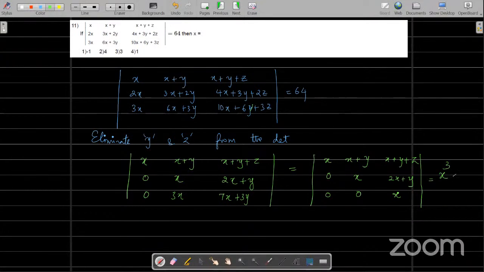So that is what is 64 here. So therefore, x cube is 64, so that implies x is equal to 4, right? So that's the option 2. Okay, so option 2 is the one which gives you the correct answer.